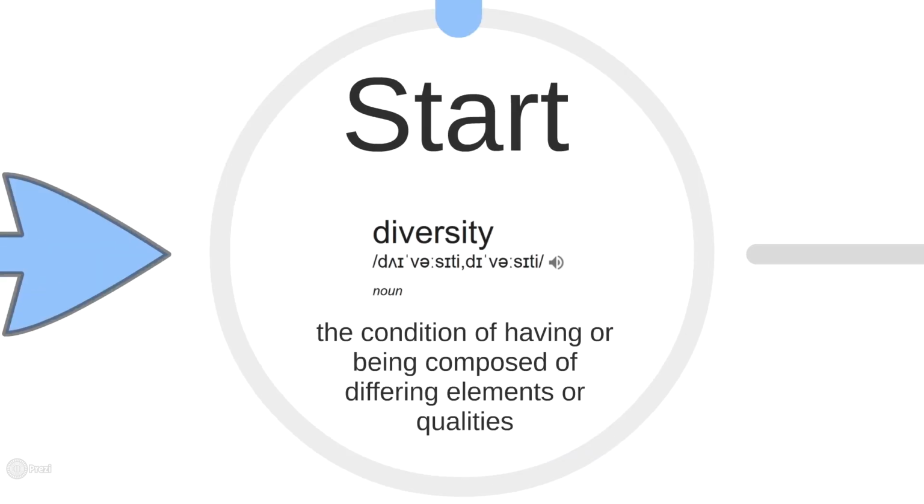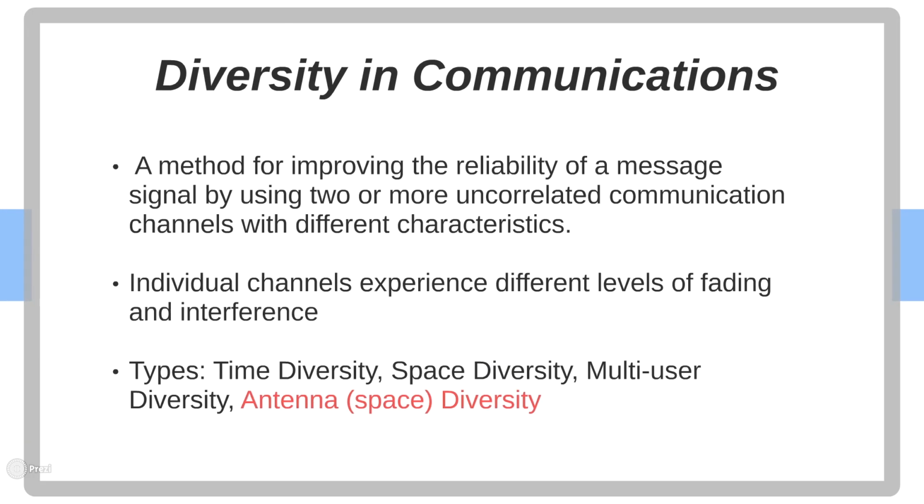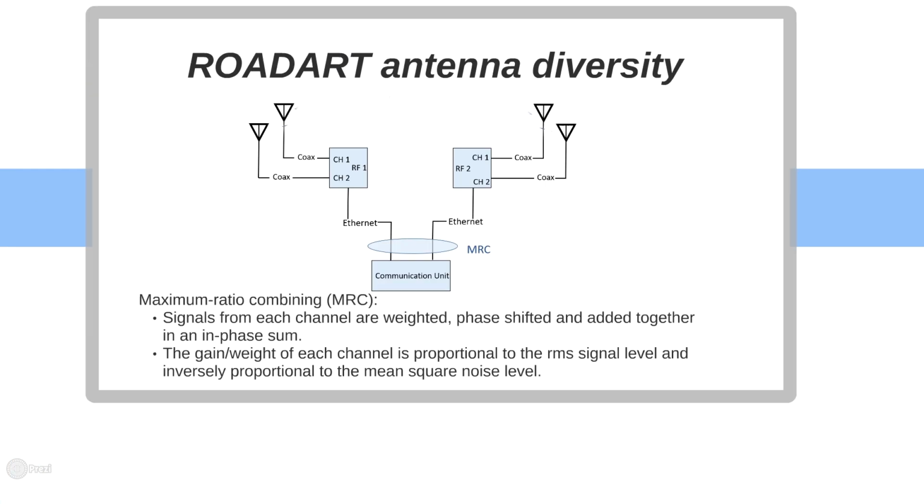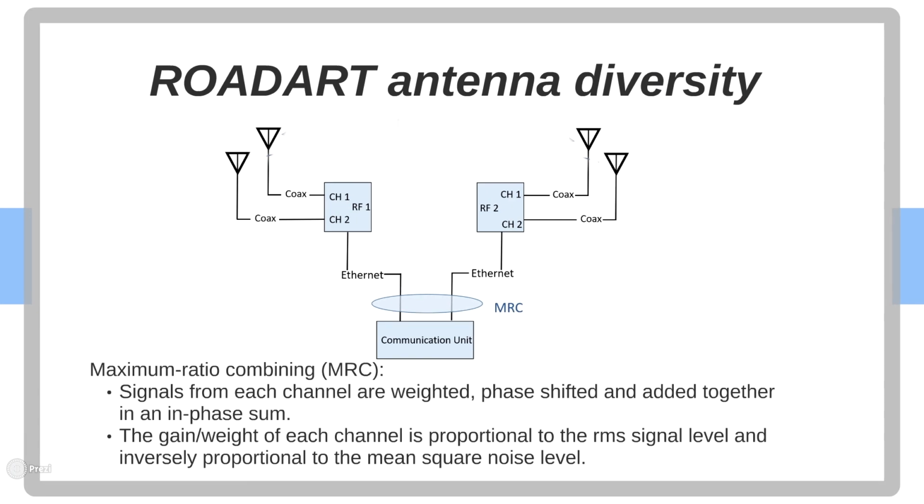In ROADART, a novel diversity engine tailor-made for track-to-track and track-to-infrastructure communications was developed. As a concept, diversity is a condition of having or being composed of different elements or qualities. In communications, it is a method for improving the reliability of signal reception with the use of uncorrelated channels that experience different levels of fading and interference.